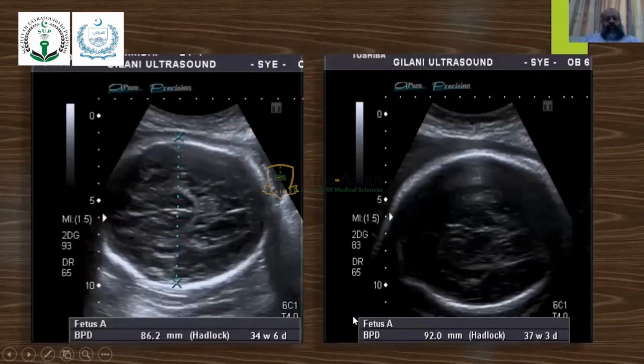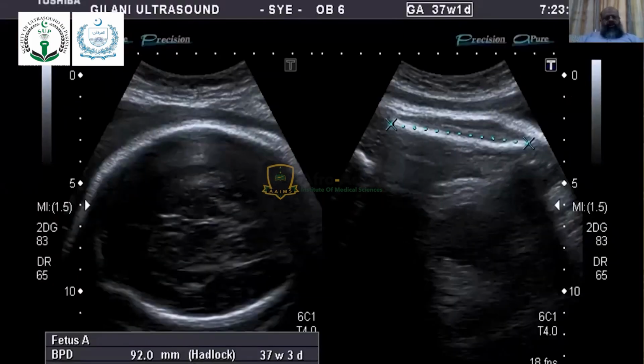Here is a fetus having BPD 34 weeks and another fetus having 37 weeks in twin pregnancy. So in twin pregnancy, again, we have to rule out many other reasons like twin-to-twin transfusion syndrome. This was 37 weeks.